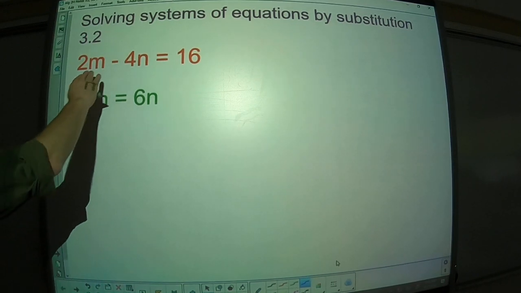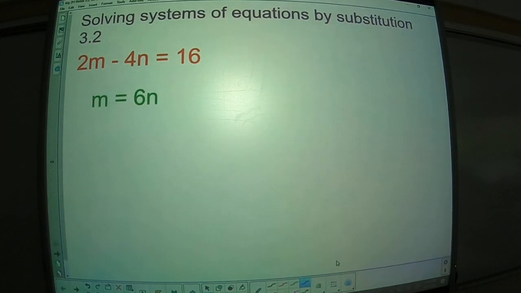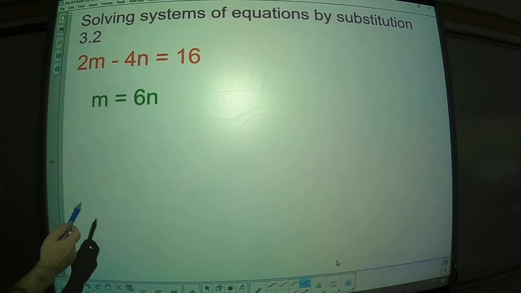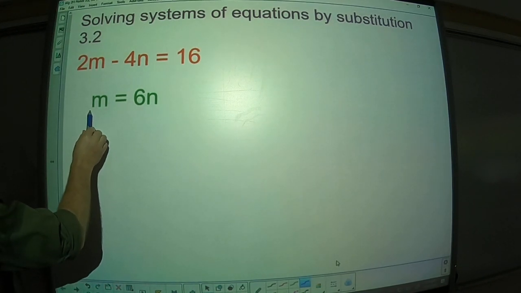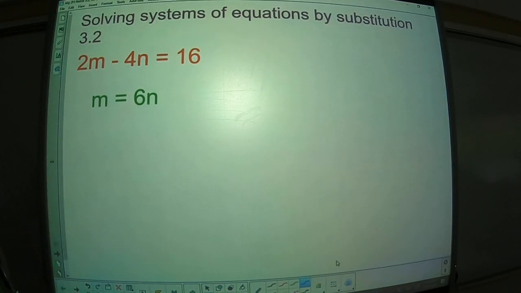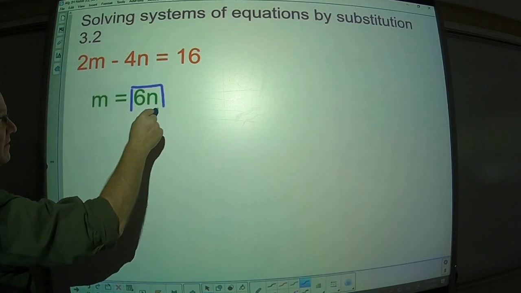You need to have two equations to be able to solve for two variables. If you just had one, you would not be able to find a solution. You could find a graph, but not a solution. So, substitution: you want to get one of the variables by itself on one side completely so that you can find what it is equivalent to.